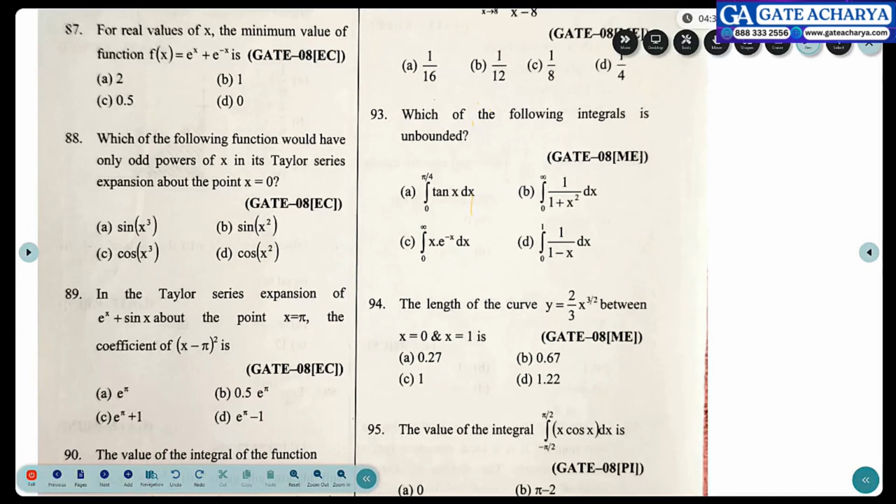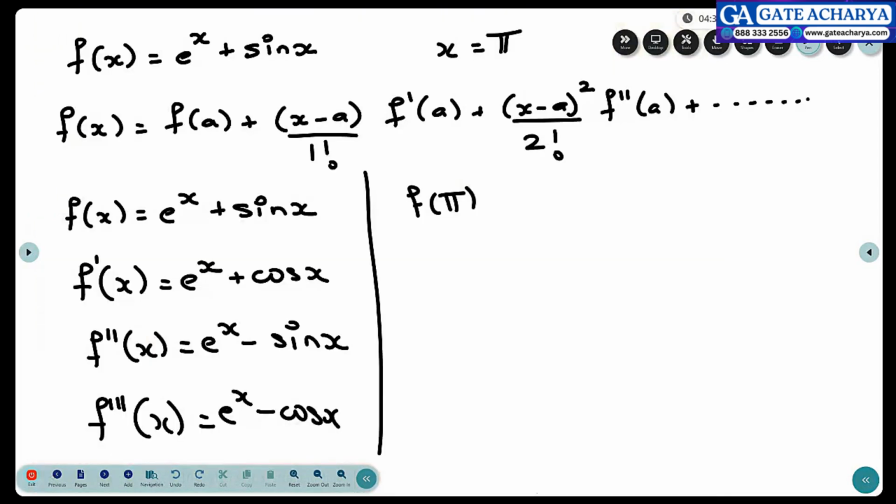We just need to find the coefficient of (x minus pi) the whole square. Okay, so I don't need everything, I just need a specific term. Now guys, (x minus pi) the whole square is going to come in this format. Right? So who is the coefficient? This.